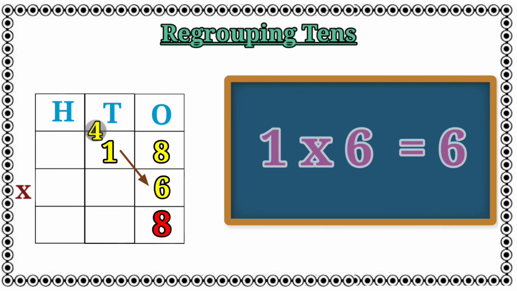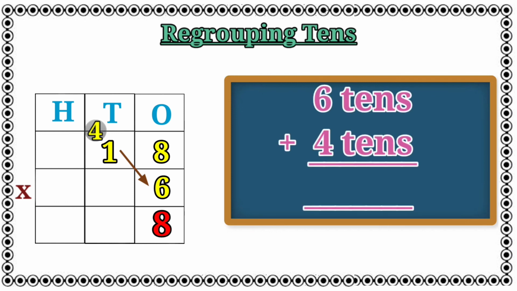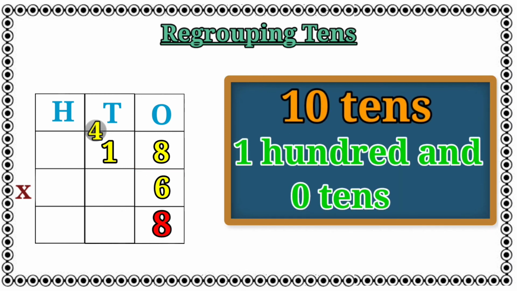Let's add the tens. 6 tens plus 4 tens is equal to 10 tens. 10 tens is the same as 100 and 0 tens. Let's write the number 0 in the tens column and 1 in the hundreds column.